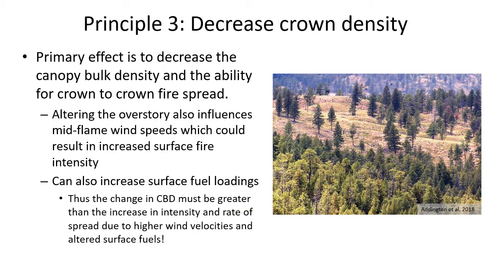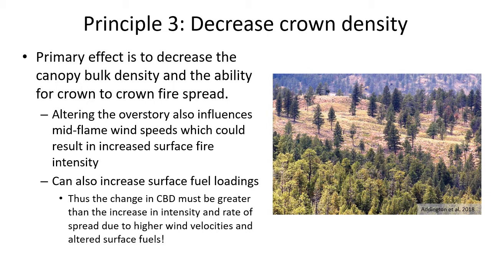So then principle 3, decreasing crown density. Primary effect here is to reduce the bulk density in the canopies, and therefore reduce the ability for crown-to-crown fire spread. Do note that these treatments can also influence the mid-flame wind speed, essentially a larger wind reduction factor, because there's less crown fill, there's less stuff up there causing drag.